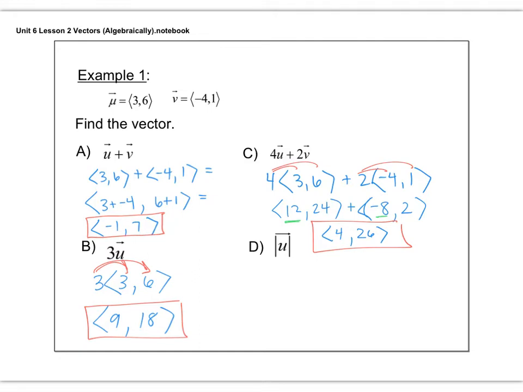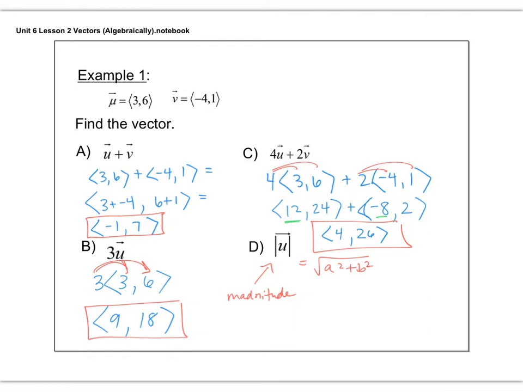Now remember, part D, if we take the absolute value of u, this is like finding the magnitude. This is like finding what's the magnitude of your vector. And there's a formula for that. What you're going to have to do is take the square root of a squared plus b squared. It's like doing the Pythagorean theorem. You're trying to find out how long is that vector. What's its magnitude? You can see we're working with vector u.